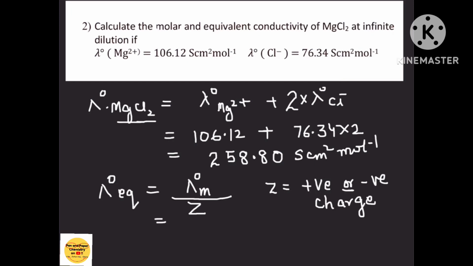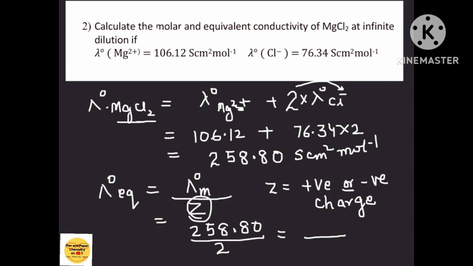So, when I am talking about MgCl2, what is the value of Z over here? What is the total positive charge? 2 positive. What is the total negative charge? Of course, one chloride carries one negative, but how many chlorides are there in 1 mole? Yes, there are 2. So, Z is 2. So, equivalent conductivity here becomes 258.80 divided by 2. The value comes out as, please give me the answer.